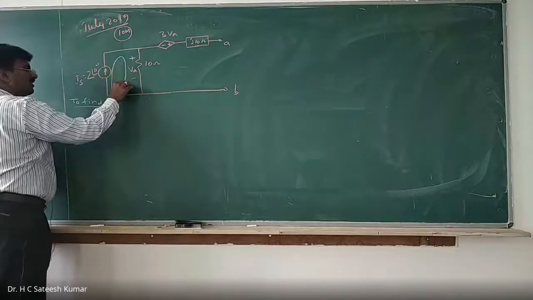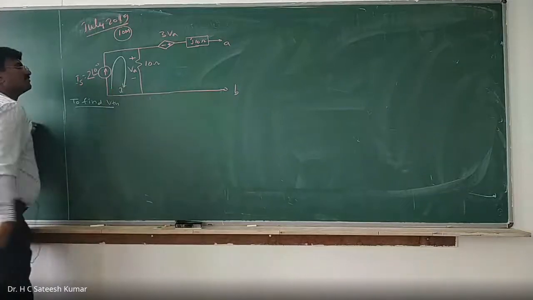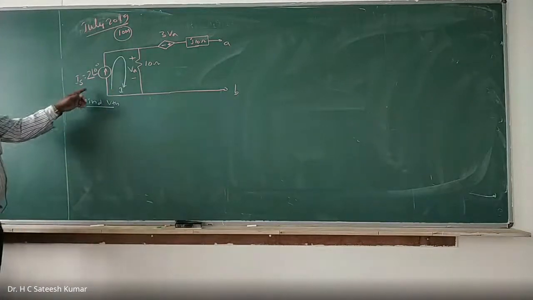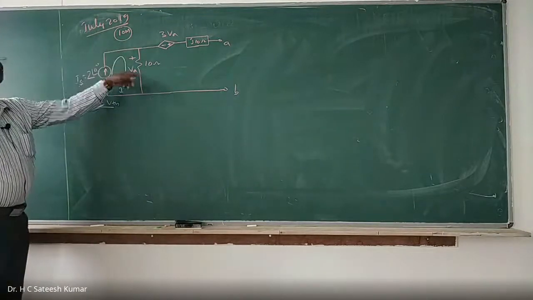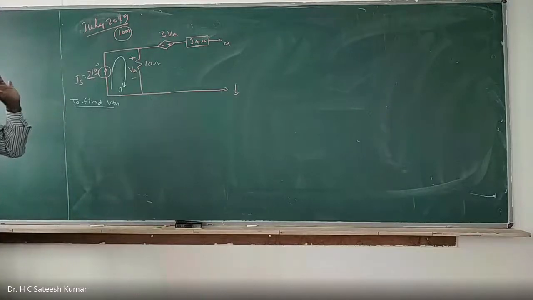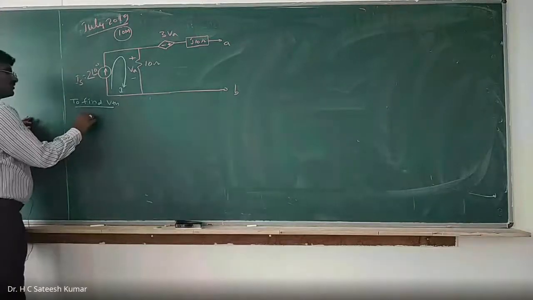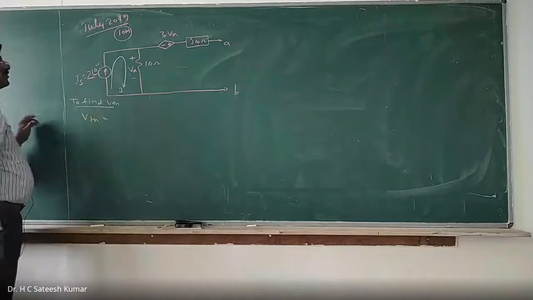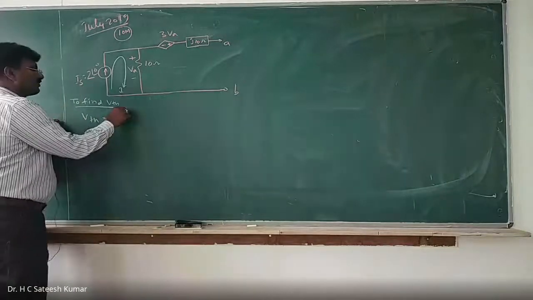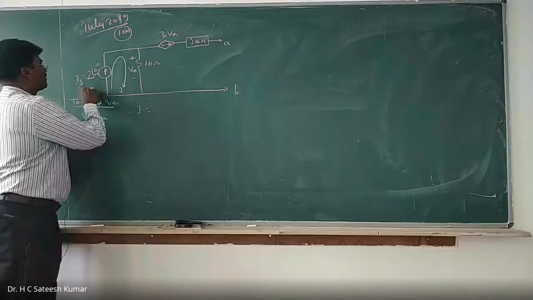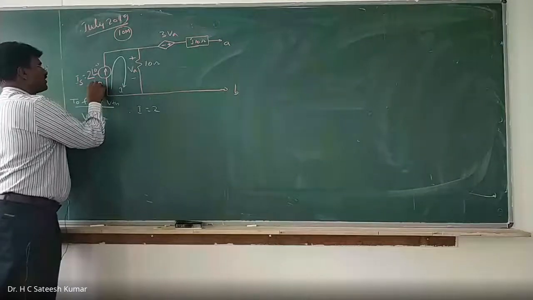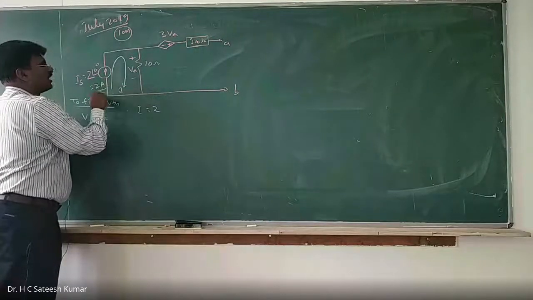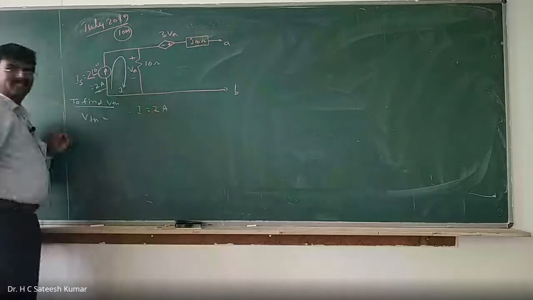This current I'll write it as I. Whatever the current is there, the same current is flowing here. So no need to apply KVL. Directly we'll get the VTH. I is nothing but from the network: 2 at an angle of 0 is nothing but 2 amps only, no? So I is equal to 2 amps, you will get directly.